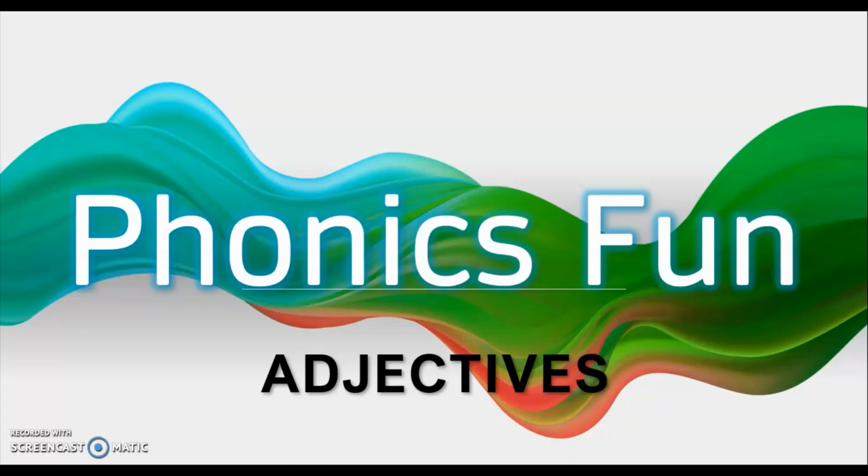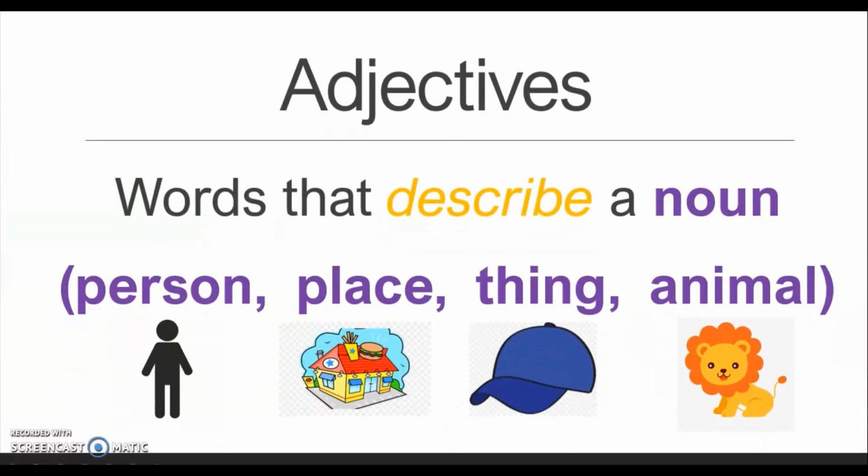Today we're going to focus on adjectives. Okay, so what are adjectives? Adjectives are words that describe a noun. If you remember from previous videos, a noun is a person, a place, a thing, or an animal. Those are the four different types of nouns.